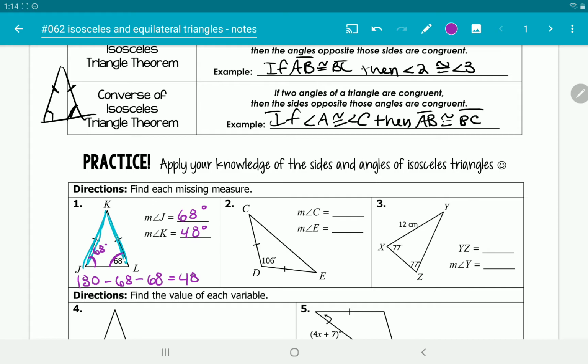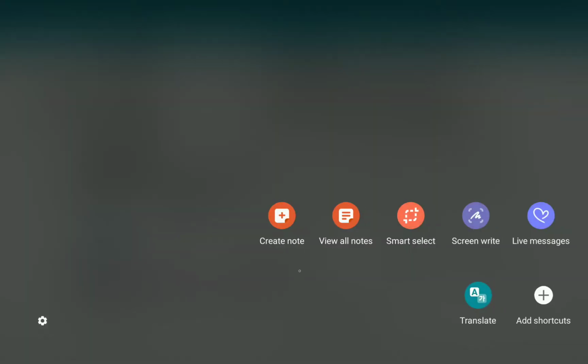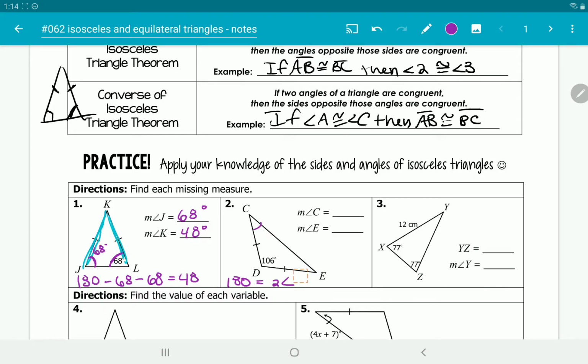So now if we look at number 2, we have a triangle that has two sides marked with congruency tick marks again. It's an isosceles triangle, so we know that the base angles are going to be the same. So C and E are the same. We know that the whole thing is going to add to 180. So 180 is going to be 2 times whatever this angle is that we don't know. So I'll just go ahead and say angle C here.